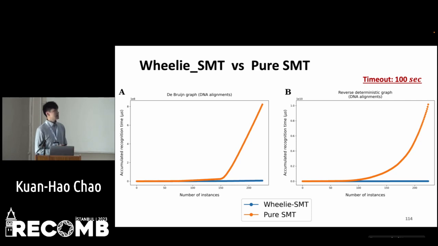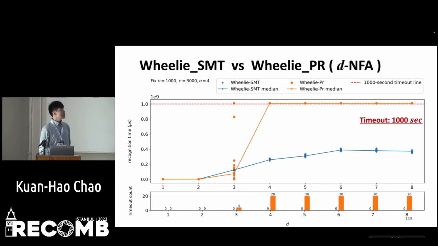And as I mentioned, the weird graph recognition problem is largely controlled by D. So we changed D for various graphs, and for each set of experiments, we tested on 20 different graphs. The blue line shows the result of Really SMT, and the orange line shows the result of Really PR. What we can see here is that when D is small, like 1, 2, or 3, both solvers can solve very efficiently. However, when D gets bigger, Really PR has a problem efficiently solving the problem in a given amount of time, whereas Really SMT is a more stable and efficient solver.